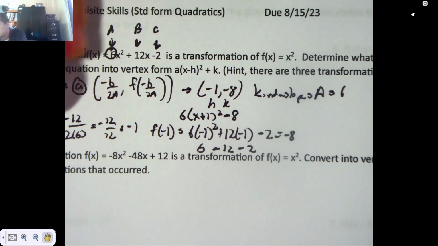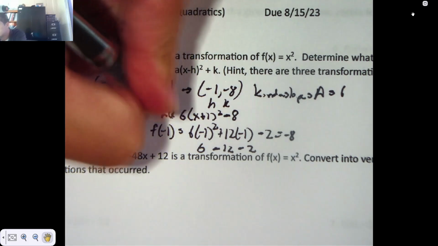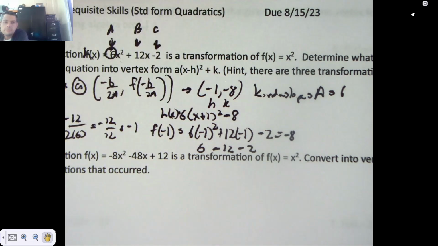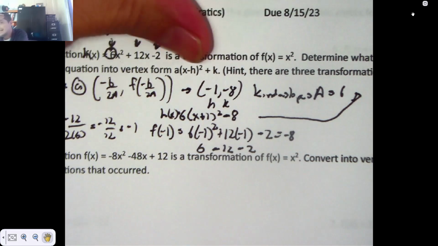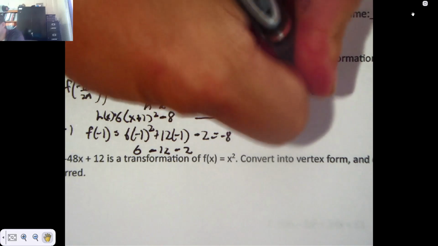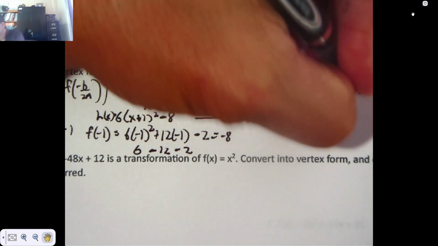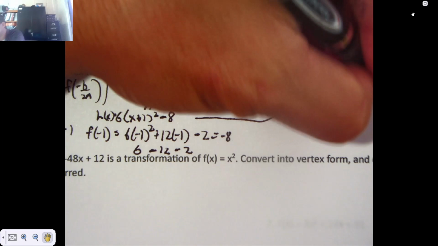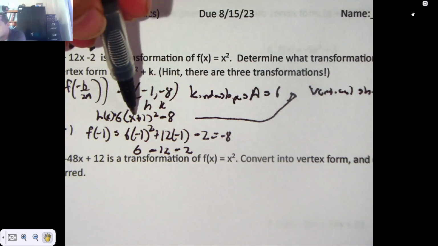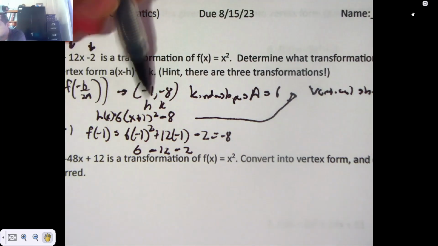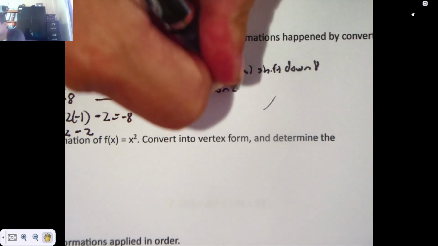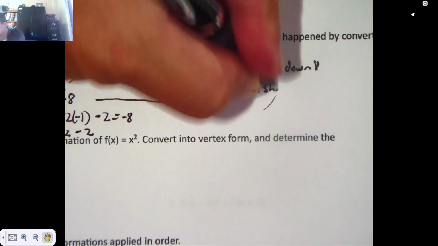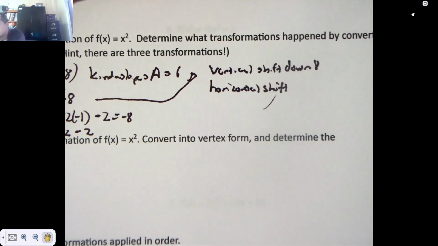I should have called it h of x. I'll see if I can go back and rewrite it, because the transformation function is not going to be the same. Anyways, I got 3 transformations. Vertical shift down 8. Horizontal shift left 1. What did I just say? Left 1.